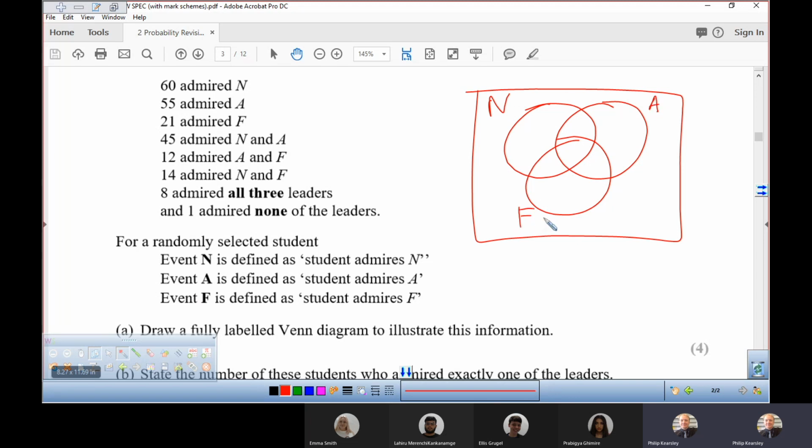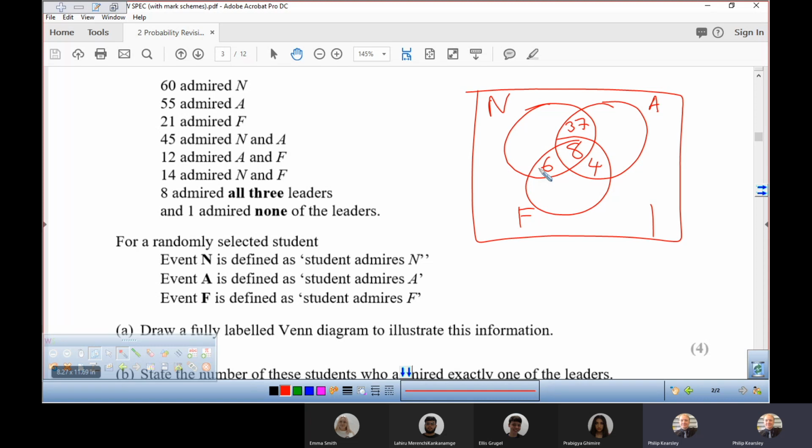Instead of a grand total to work from, they told us that one person said, no, I don't like any of those. 8 like all 3. So if we look at the N and A, we need 37 to make the grand total of 45. Those 8 who like all 3 are already considered in those overlaps. A and F require 4 to make 12, and then 6 at N and F to make 40.